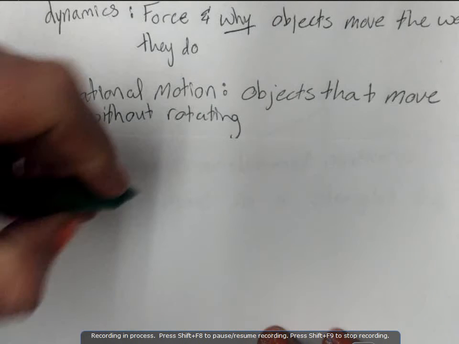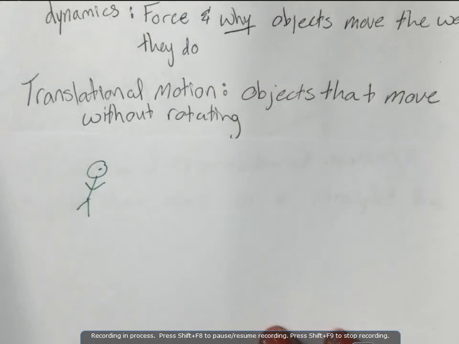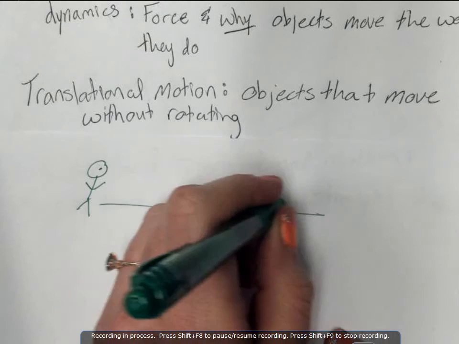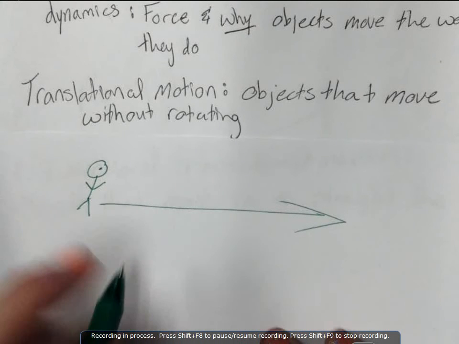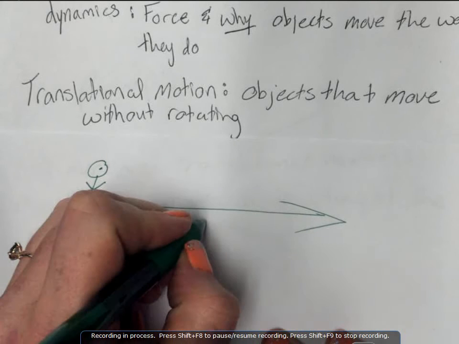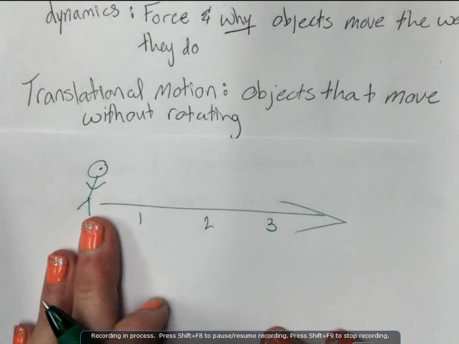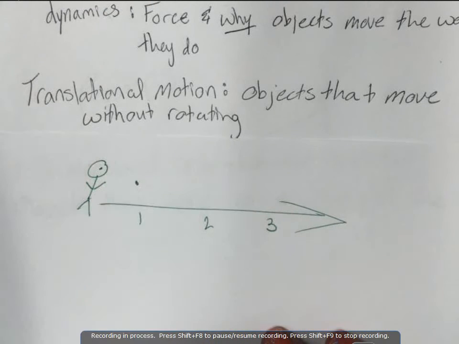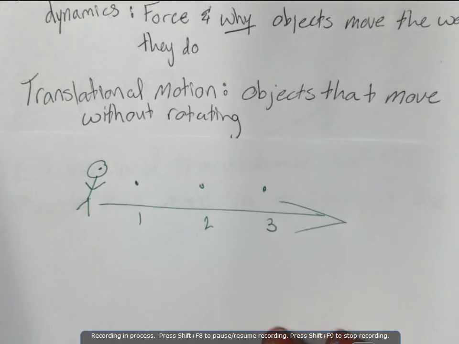All right, so here's you. Good job, looking good today. All right, and you walk in this direction. When you walk in this direction, if you think about plotting yourself against this, we'll say that this is 1 meter, this is 2 meters, this is 3 meters. What really happens to your whole body is first you go to point 1, and then you go to point 2, and then you go to point 3. And that's your translational motion.